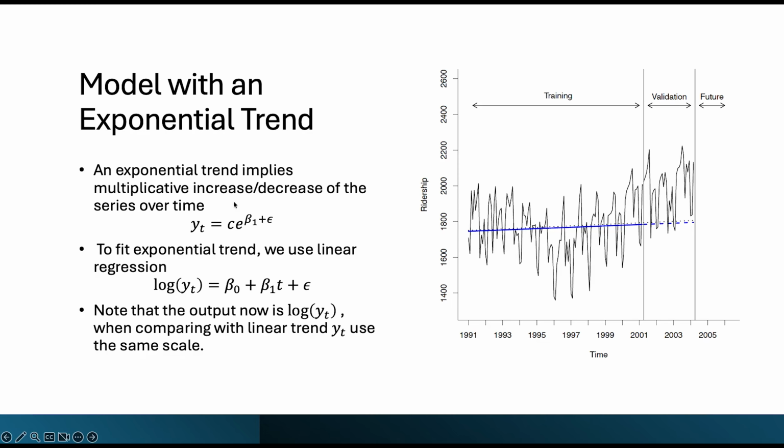But what is the equation that we use? y_t equals c times exponential beta 1 t plus epsilon. If you take the log to both sides, it's going to be a linear trend, which is log y_t equals beta naught plus beta 1 t plus epsilon. So the point is, if you want to compare this exponential trend with the linear trend, we have to make sure that we compare it correctly, because this is log. This is going to be the value for log y_t. The one before is y_t. So when you do the comparison, make sure that you have the same scale.